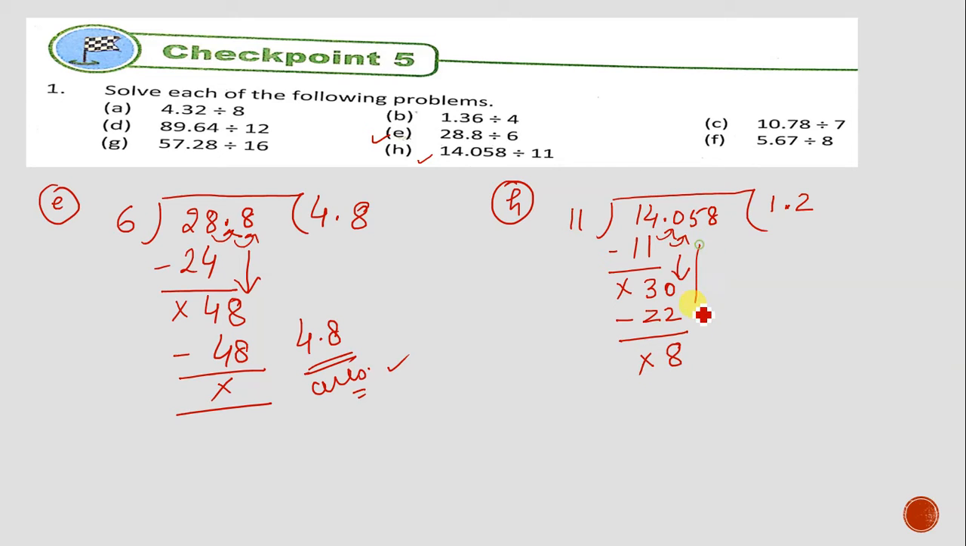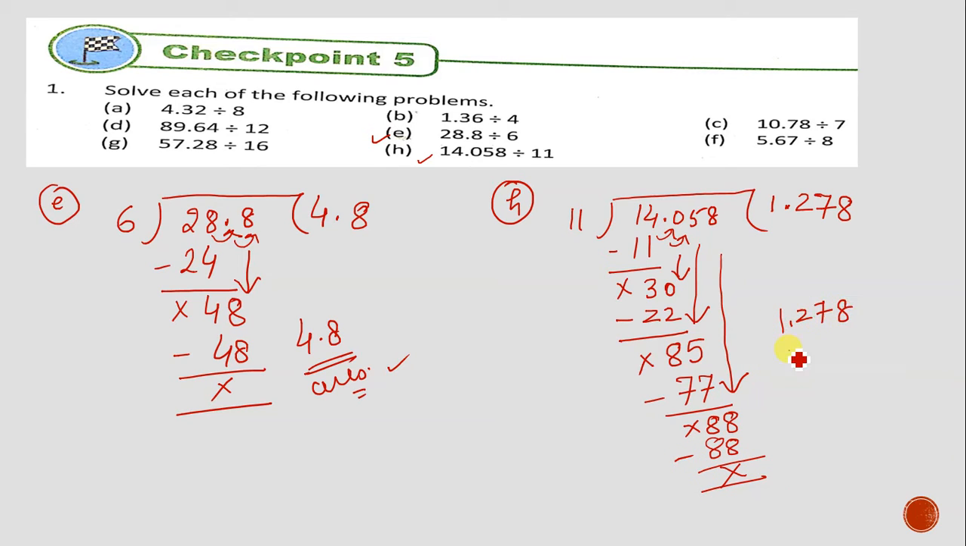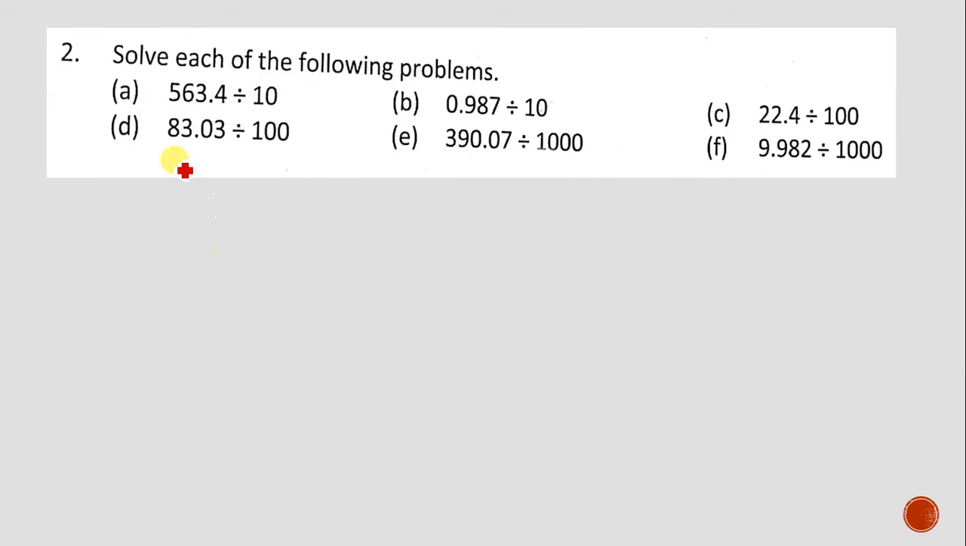Same steps you have to follow. Next digit we have 5. 85 doesn't come. Then 11 7s are 77. 85 minus 77 is what? 8. Yes. Then we'll take last digit down, will become 88. Yes, it goes with 11 8s are 88. Yes, we got remainder 0. So the answer is 1.278. Clear?